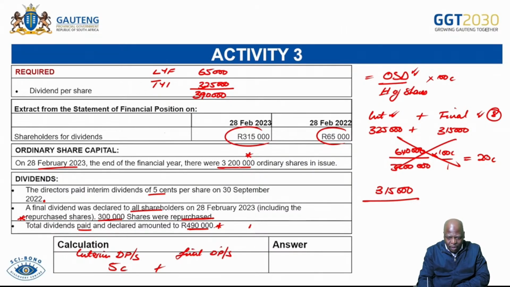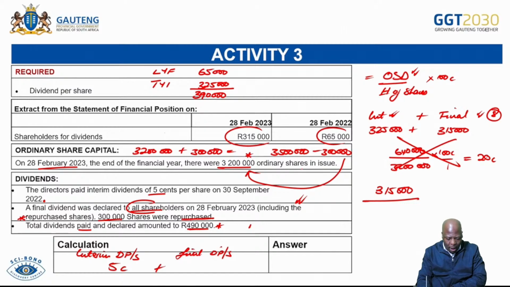That simply means before the repurchase, there were not 3.2. So we have to say 3.2 million plus the 300,000. That gives you 3.5 million. Then we take the 3.5 million. That is the number of shares that we declared the final dividend to. That is all shares, including the repurchase shares. Because once you take out the repurchase shares, which is your 300,000, that is how it brings you back now to the 3.2 million. So we're going to give our final dividends to the 3.5 million shares.